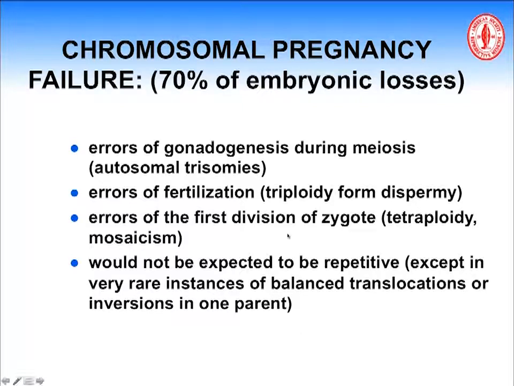Errors of gametogenesis during meiosis are what give us the trisomies. Errors of fertilization, well, dispermy gives us triploidy, and errors of the first division of the zygote give us tetraploidy or mosaicism. None of these would be expected to be repetitive except in the very rare instance of a balanced translocation or inversion in one of the parents.